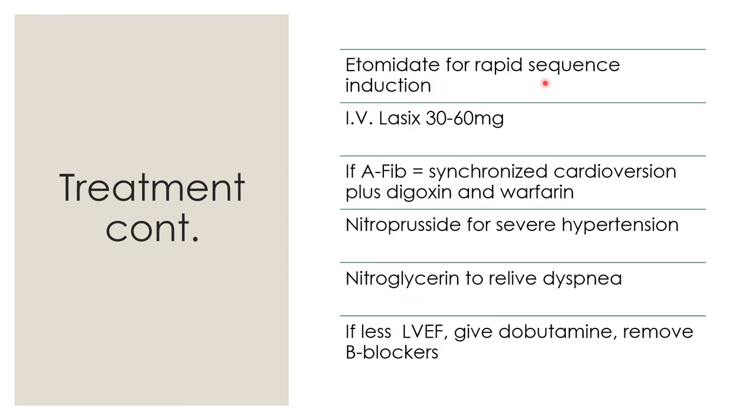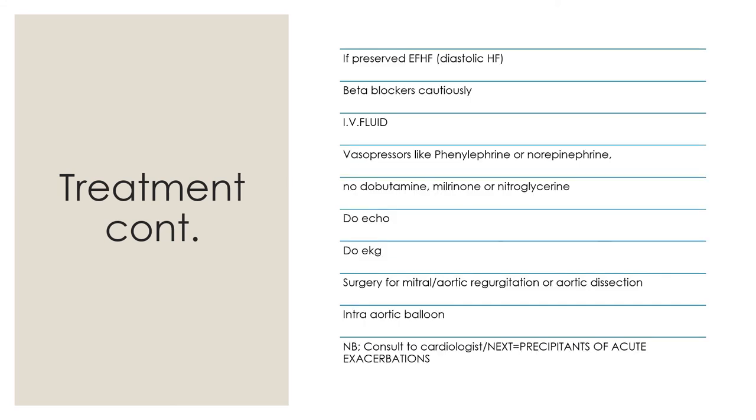Furosemide, intravenously at 30 to 60 milligrams. If there's atrial fibrillation, we can do synchronized cardioversion, with digoxin and warfarin. Metoprolol for severe hypertension, nitroglycerin to relieve dyspnea. If the left ventricular ejection fraction is reduced, you can give dobutamine, and then remove beta blockers. If it is preserved ejection fraction heart failure, or diastolic heart failure, then beta blockers should be used cautiously.